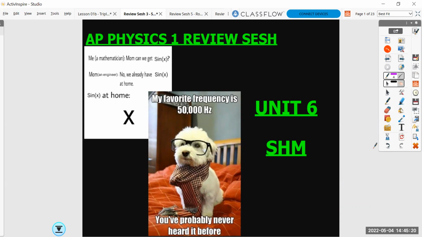Welcome to our last review session going over all of the fundamental content of the class. We'll do one next week for the FRQs. We're going to start with simple harmonic motion, which I know we talked about in class, but I want to make sure we get a chance to talk about it here as well, in case anybody needs to go back, or was out of class for AP exams.